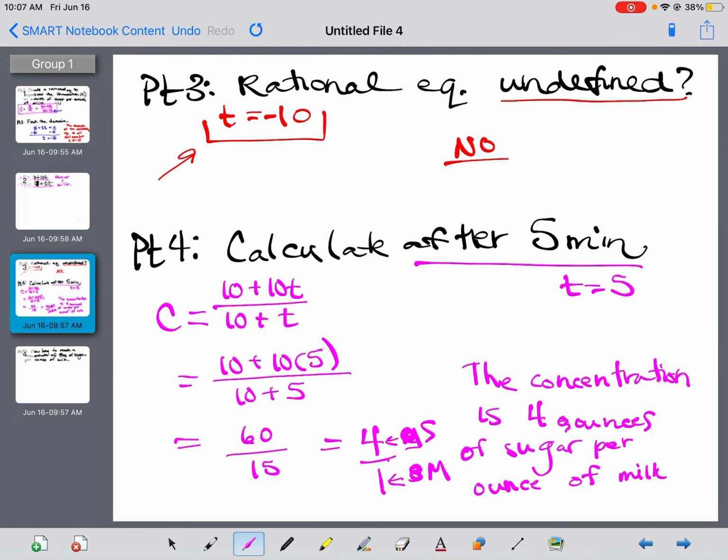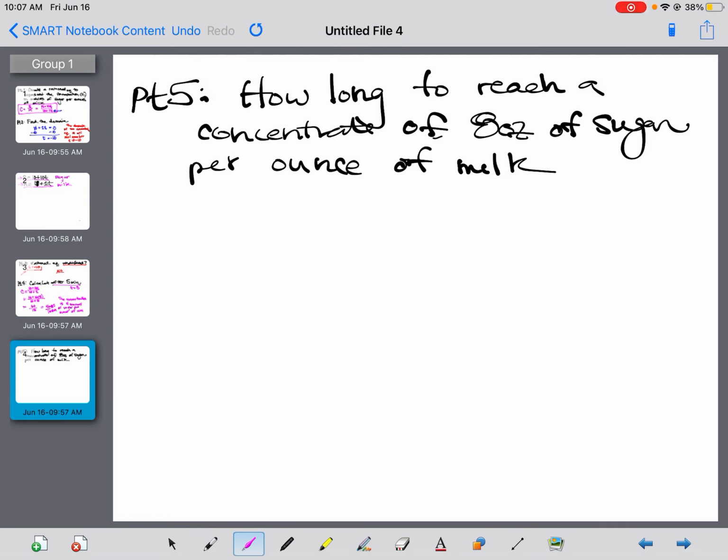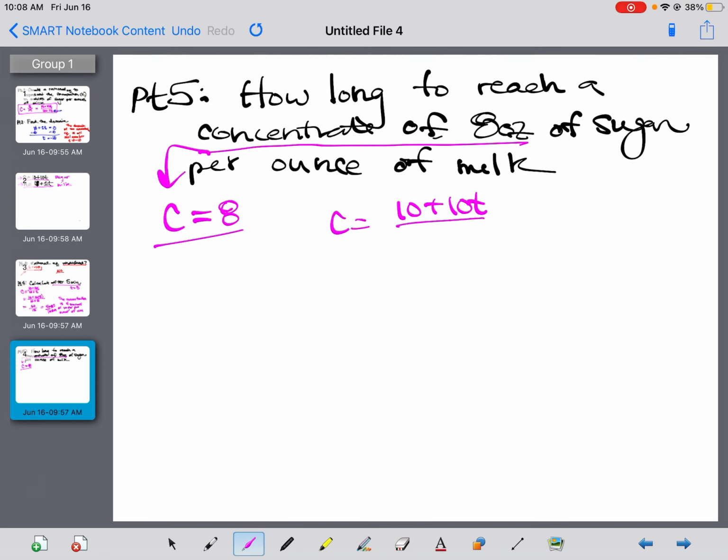Now let's go to the last part. This is the part a little bit more people struggle on. How long will it take to reach a concentration of 8 ounces of sugar per ounce of milk? Here we're using C equal to 8, and we're using the equation (10 + 10t) over (10 + t). C is equal to 8, so I plug that in. They want to know how long, so I'm solving for t.